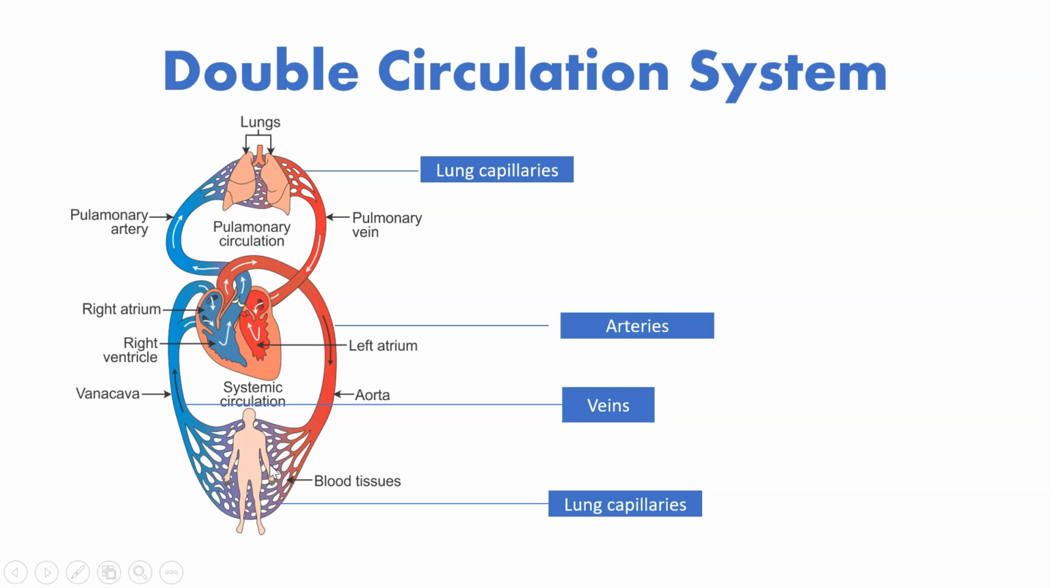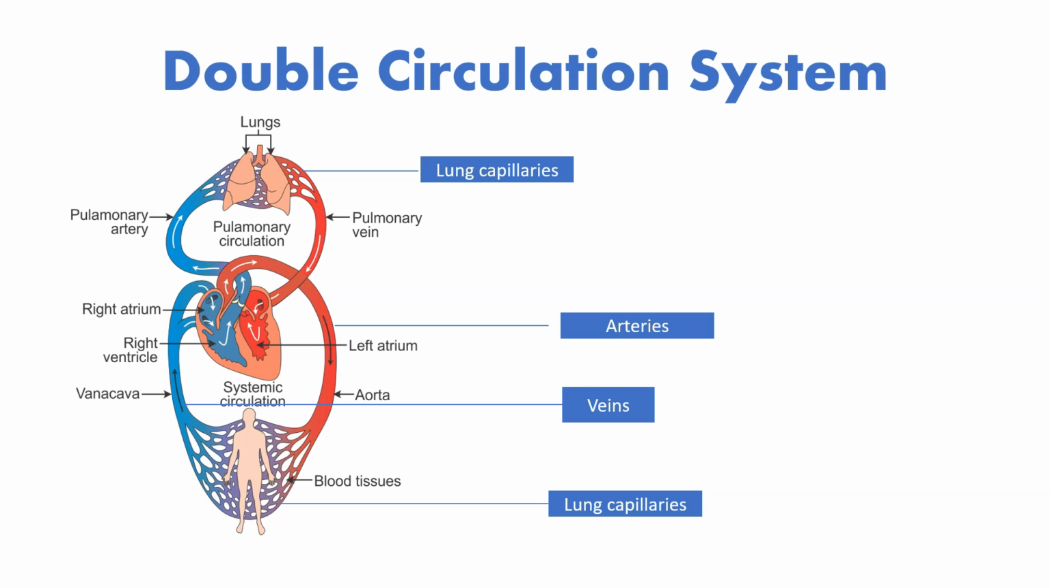And then finally, when the oxygen is utilized, it flows down through the vena cava, the inferior vena cava and the superior vena cava, and it enters the right atrium and then the right ventricle. Then finally it leaves there and enters the lung capillaries.